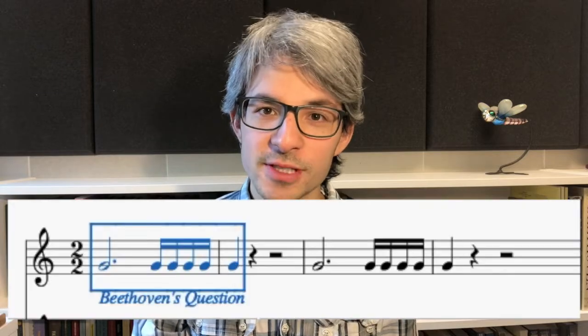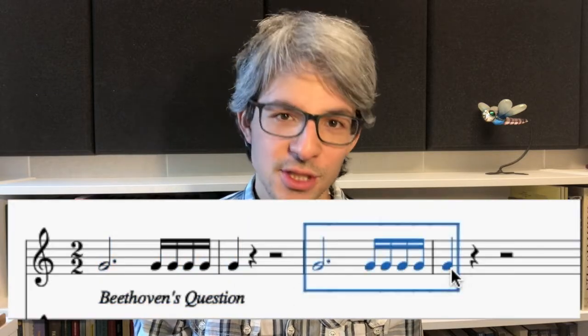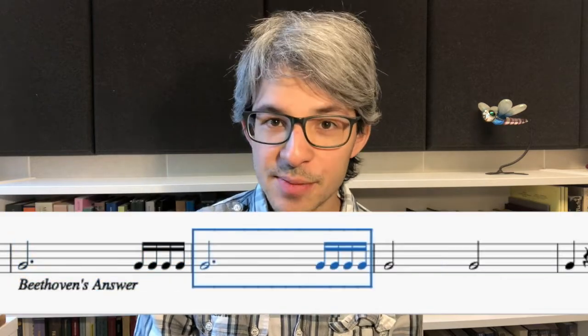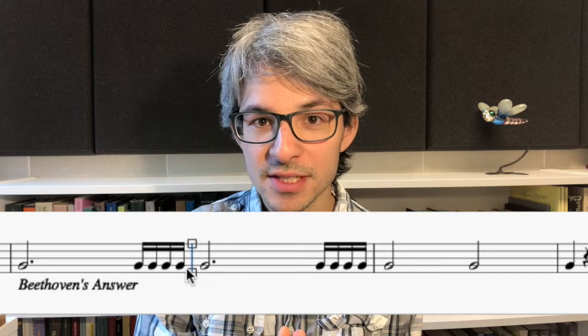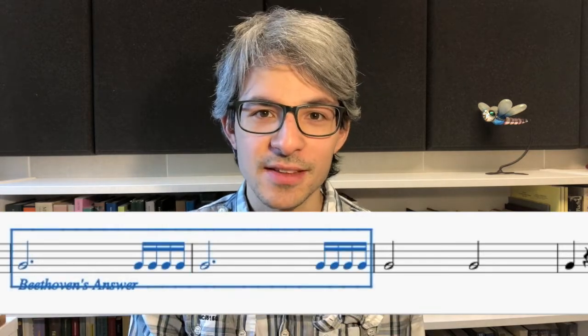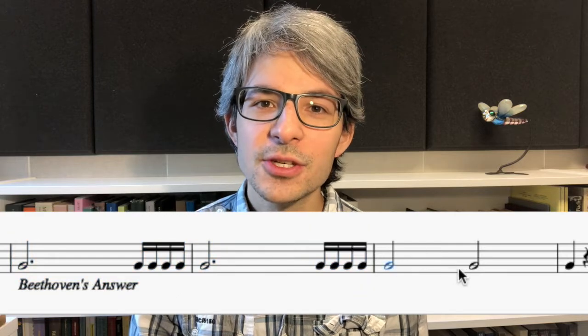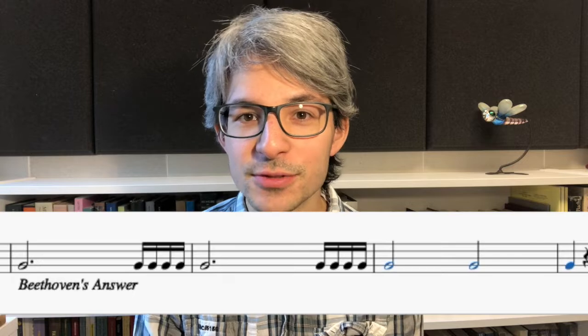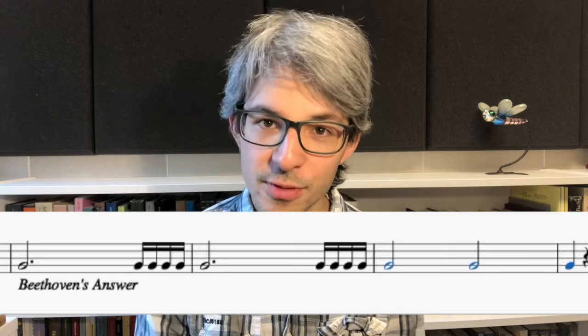Beethoven used one motive in his question, which he then repeated. In his answer, he does the same, but the rest between the motives isn't there anymore, so he squishes the two motives together. Then he uses 3 slower notes to relax again after the excitement of speeding up this repetition of the motives.